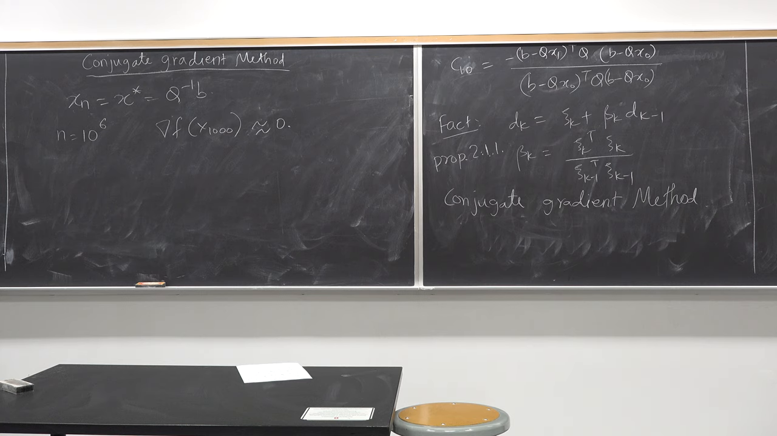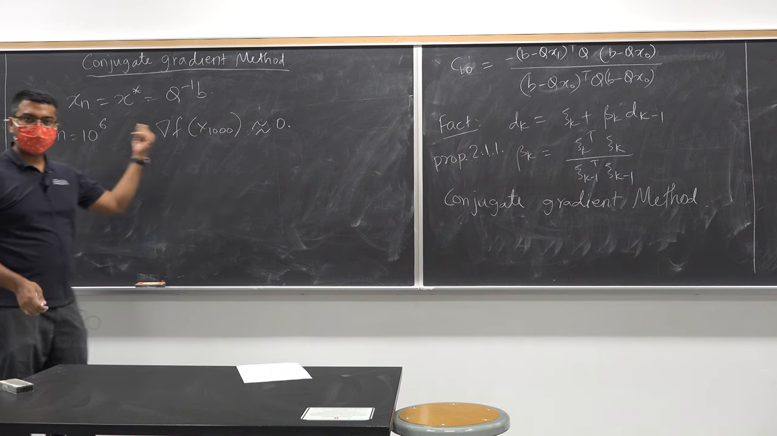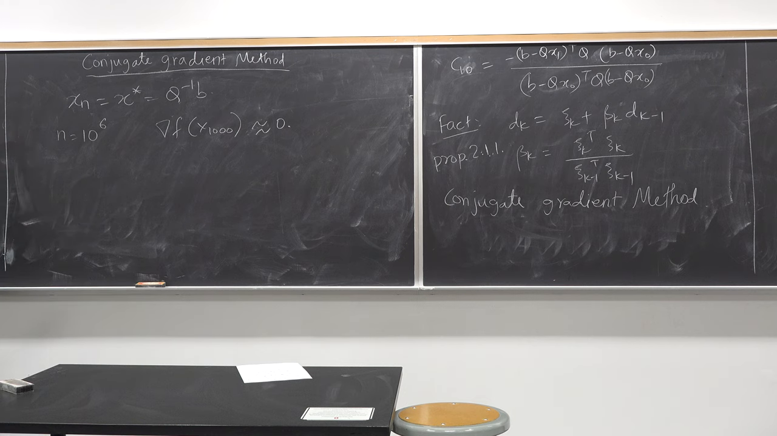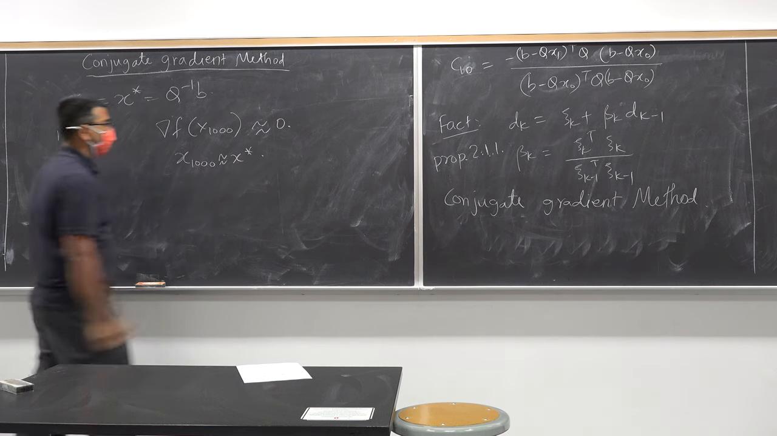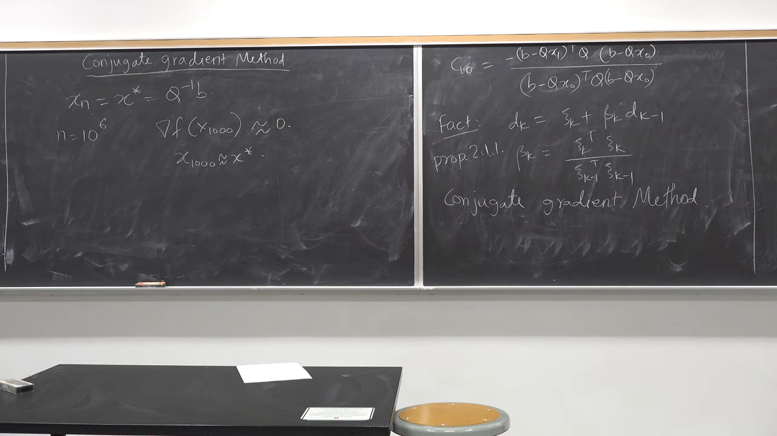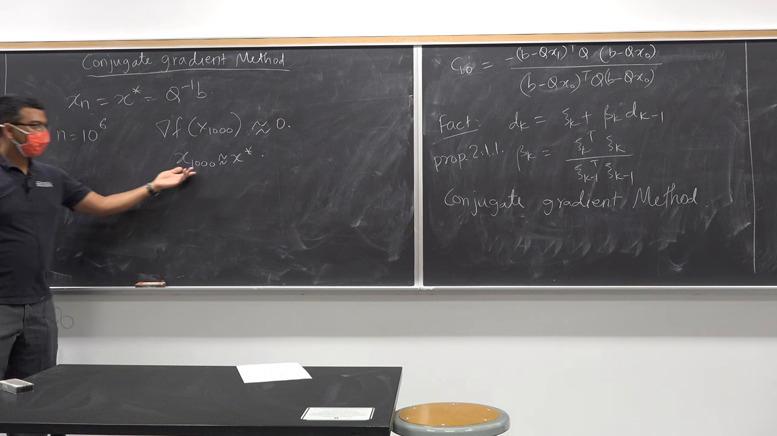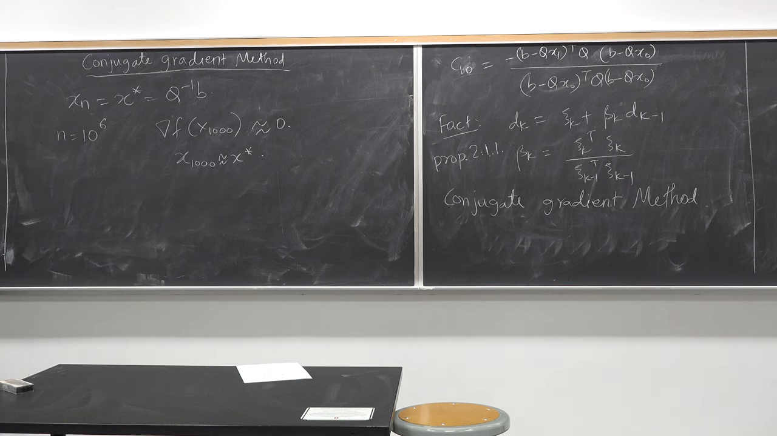So you can keep running a while loop: while the norm of the gradient of f is greater than epsilon, you keep doing the conjugate gradient method. As soon as your tolerance level is reached, with epsilon equal to 10 raised to minus 2 or minus 3, you can exit and say, okay, fine, I'm close to the optimal solution. In this case, x 1000 is approximately optimal, which is what we typically want in optimization. So you don't have to go all the way to 10 raised to 6 iterations. You can get to an approximately optimal solution in far fewer time steps.